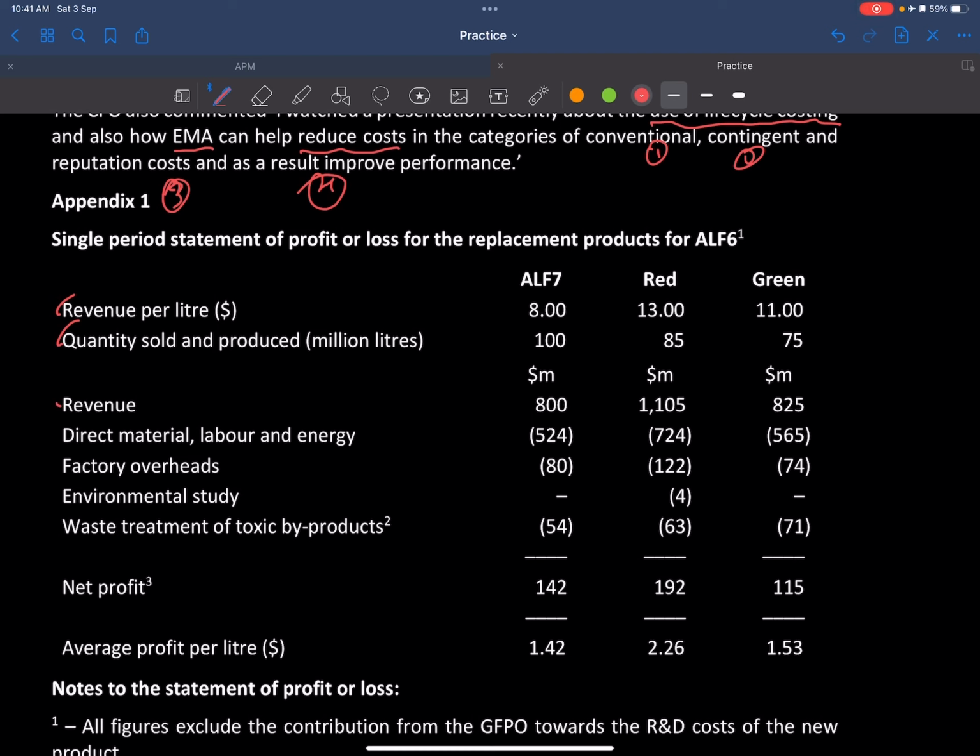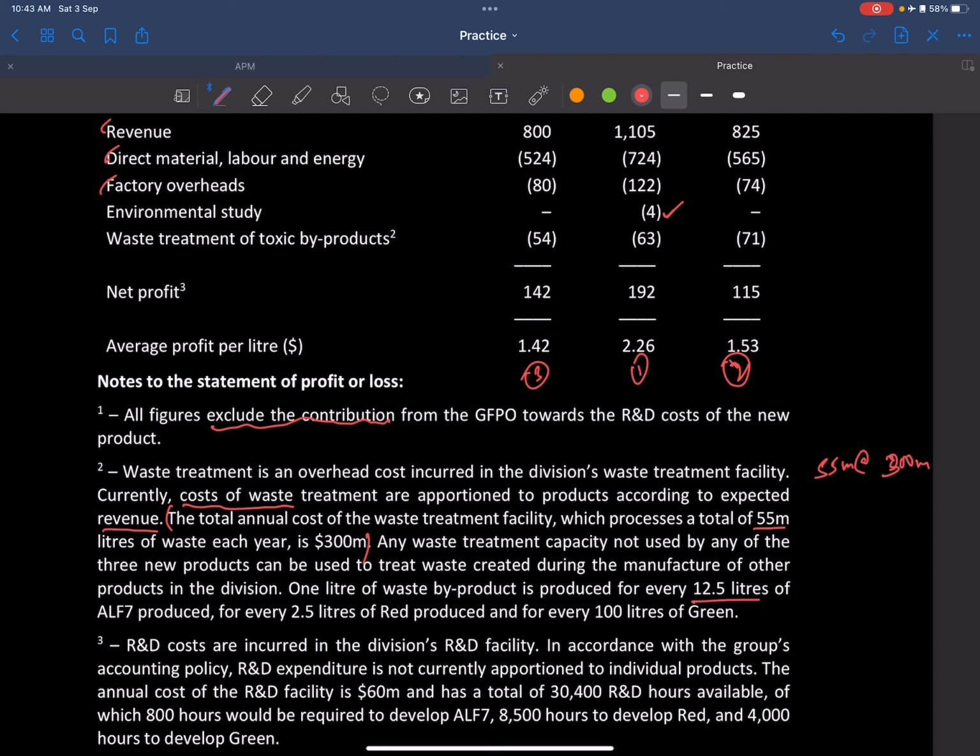And waste treatment is an overhead cost incurred in the division's waste treatment facility. Currently, the cost of waste treatment is apportioned to the products according to expected revenue, but not based on how much they are wasting, right? So the total cost of the waste treatment facility, which processes a total of 55 million waste, is 300 million. Any waste treatment capacity not used by the three divisions can be used to treat waste created during the manufacture of other products in the division. 1 liter of waste byproduct is produced for every 12.5 liters of ALF7 produced. Okay.